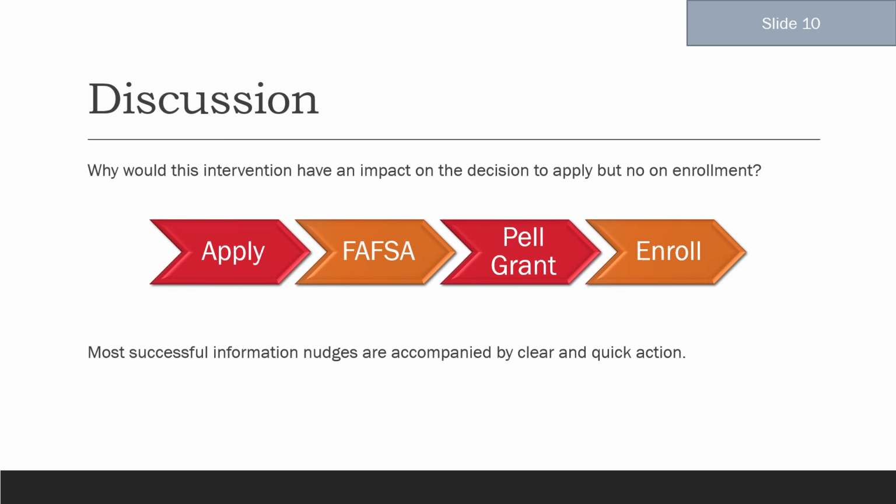Furthermore, filling out a FAFSA and applying for a Pell Grant can be a burdensome process. While we gave them information, we didn't do anything to give them assistance in acting upon that information. And so where we provided information and made it a clear and quick action, we see impact, specifically the application. But future interventions should not just be geared at providing informational nudges, but also on the supportive process to help them act upon those nudges.